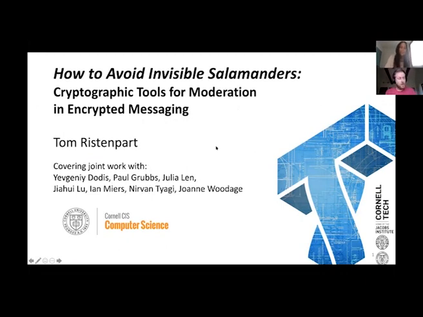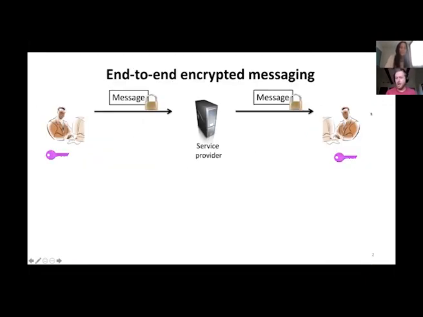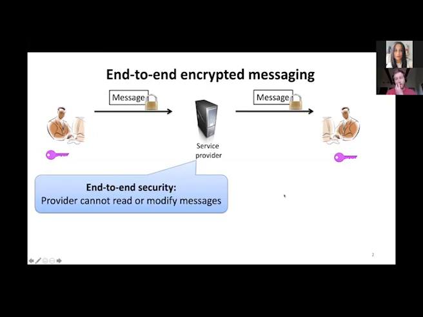Okay, so the context for this talk is end-to-end encrypted messaging. For our purposes, we can imagine services like Signal and WhatsApp and others that we've heard about in other talks and in research before that, that arrange to share a secret key between a sender and a receiver, and use that secret key to encrypt messages in a way that the service provider can't read the content or modify it. So we get this nice end-to-end security guarantee.